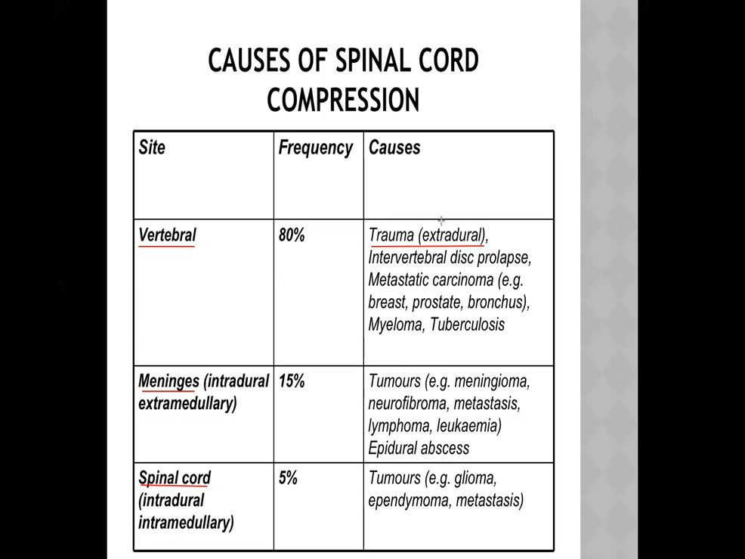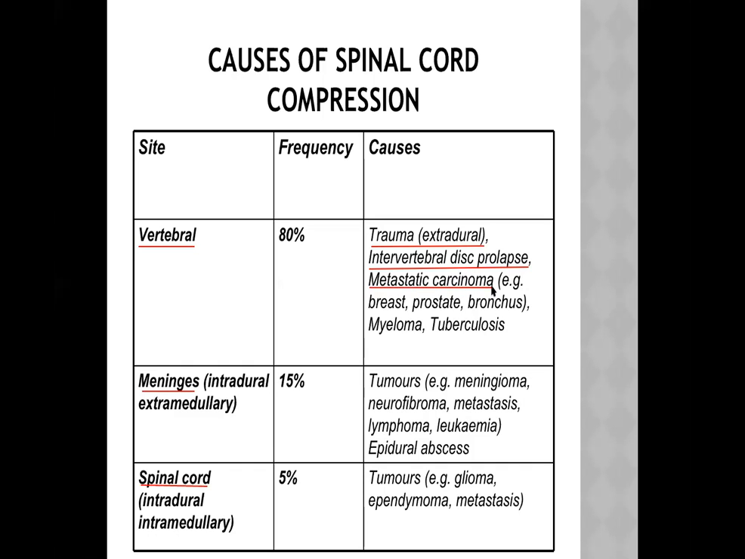Another important cause is intervertebral disc prolapse. The intervertebral disc has two important components: annulus fibrosus and nucleus pulposus. Nucleus pulposus is present inside, and annulus fibrosus is a fibrous ring which is present at the boundary of the intervertebral disc. Now, what will happen? In a prolapsed intervertebral disc, the nucleus pulposus part is prolapsed outside, and it is compressing some of the nerves as well as the spinal cord.